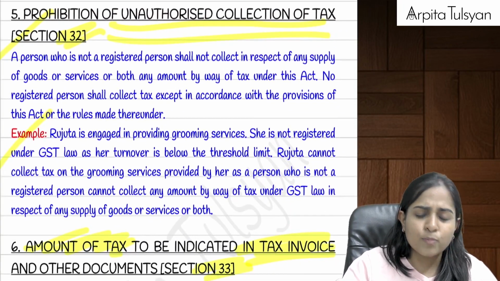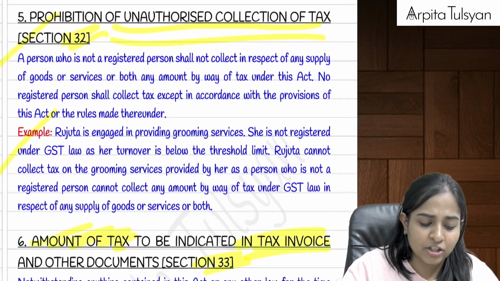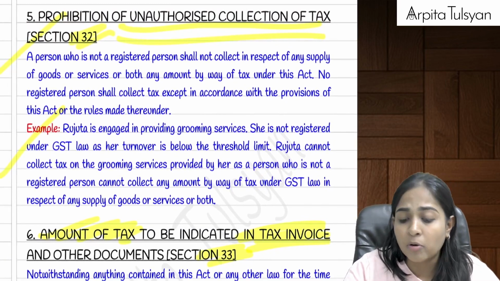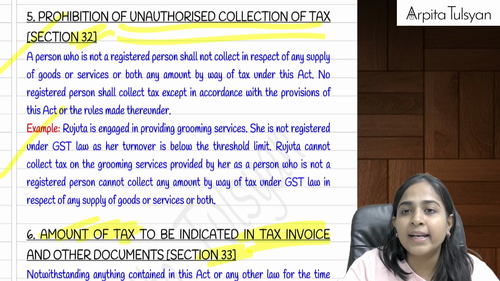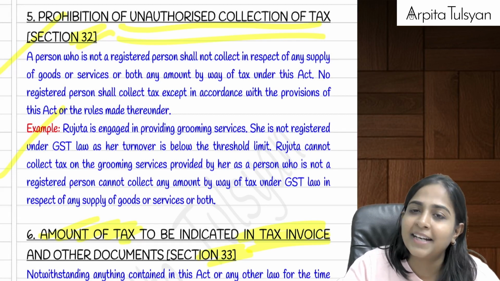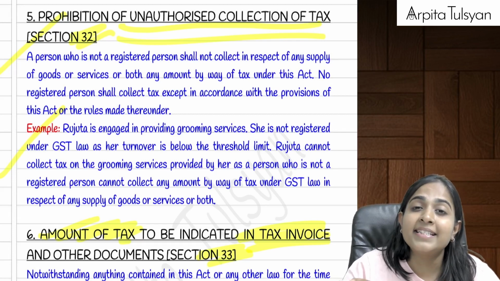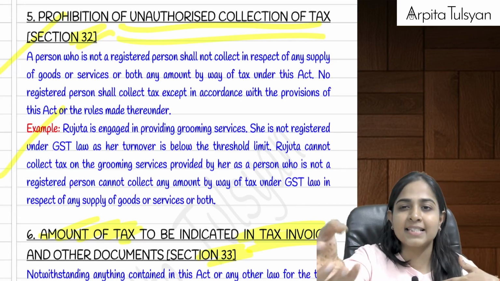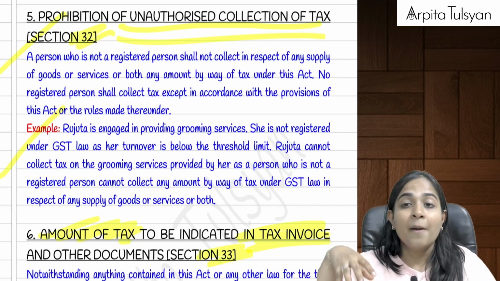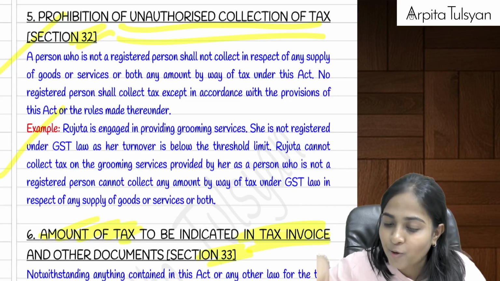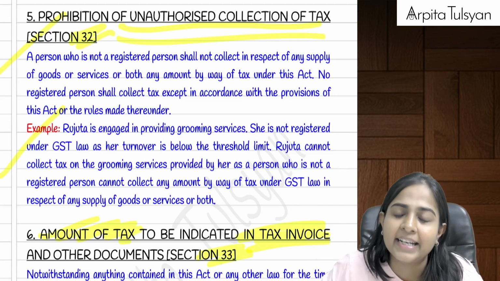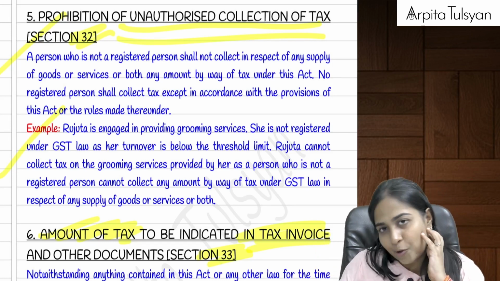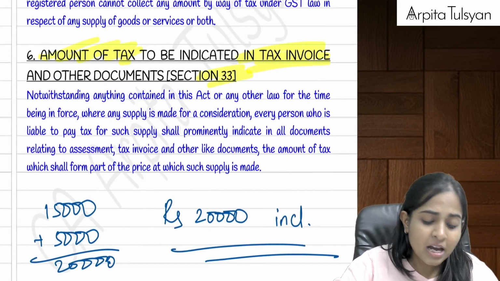Right, next two small sections, section number 32 and section number 33. Section 32 is talking about unauthorized collection of tax. Who can collect tax? Which supplier can collect the tax from the recipient? Only a registered supplier, a person who has registered himself under GST, can collect the taxes in the name of GST from the other person. Means an unregistered person who is not at all liable, who has not even taken any registration, that person cannot collect any GST from the other person.